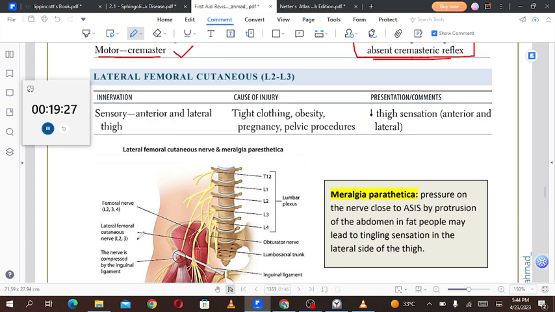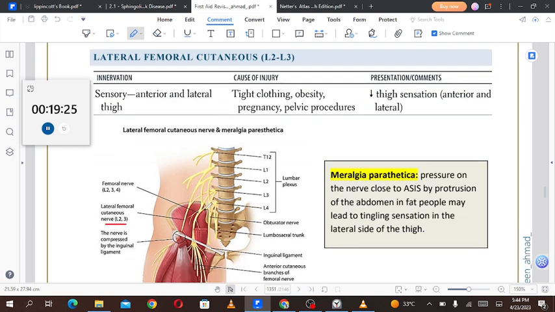Lateral femoral cutaneous nerve. This is the lateral femoral cutaneous nerve over here. This one, the lateral femoral cutaneous nerve.